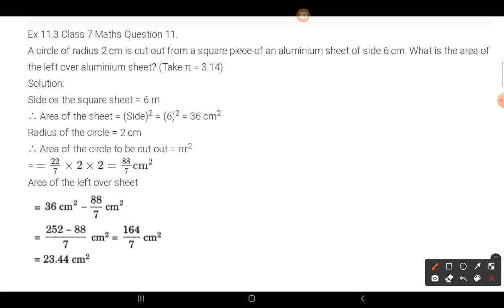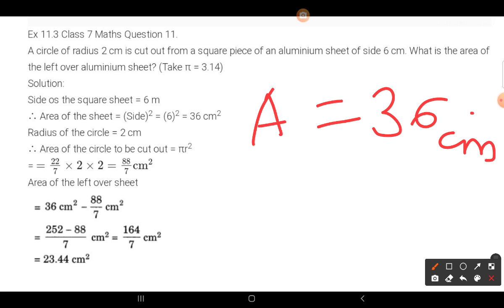So side of the square sheet is given 6 centimeter. Okay, here there is a printing mistake. It will be 6 centimeter. Now area of the sheet means we have to apply the formula for square. What is area of square? Side square, so 6 square means 36. 6 6s are 36 centimeter square. So this will be the area of the square sheet, 36 centimeter square.